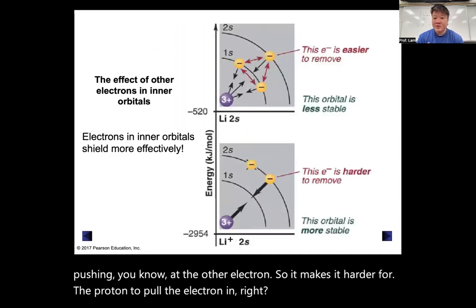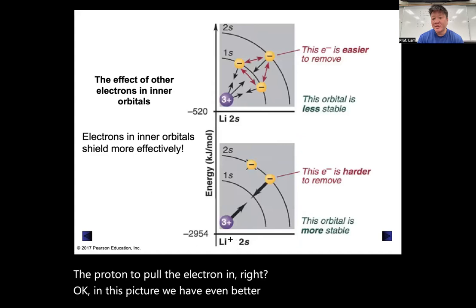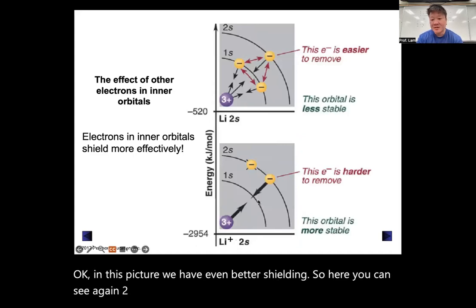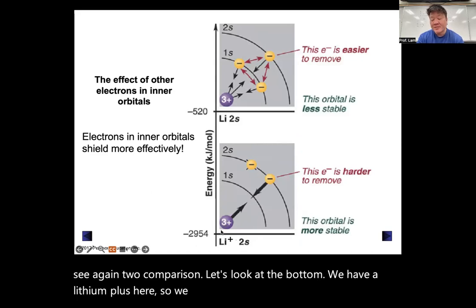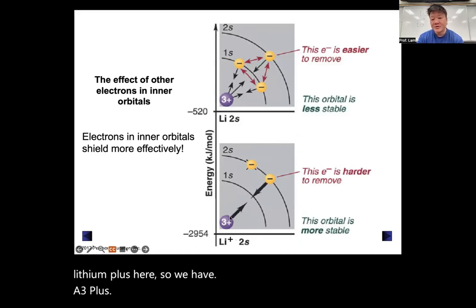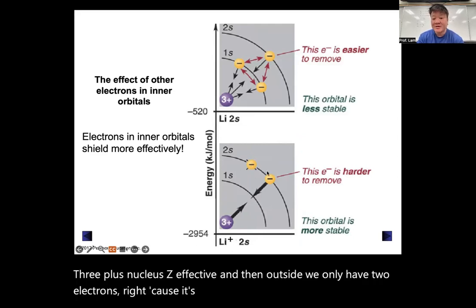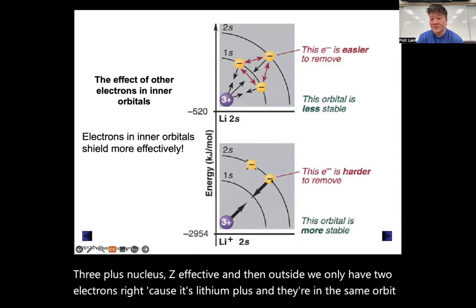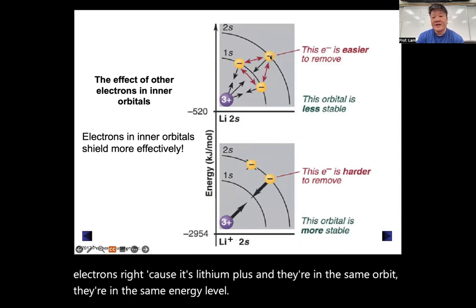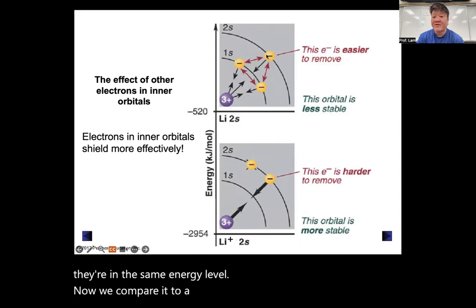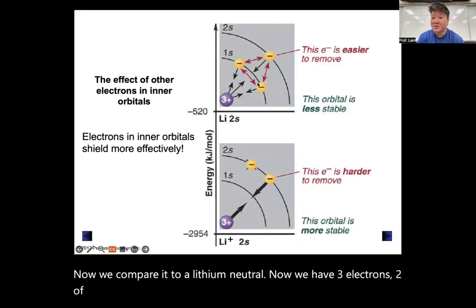In this picture, we have even better shielding. So here you can see again, two comparisons. Let's look at the bottom. We have a lithium plus here. So we have a 3 plus nucleus, Z effective. And then outside, we only have 2 electrons, right? Because it's lithium plus. And they're in the same orbit, they're in the same energy level. Now, if we compare it to a lithium neutral, now we have 3 electrons. 2 of them are in the 1s orbital. One of them is in the 2s orbital, okay?